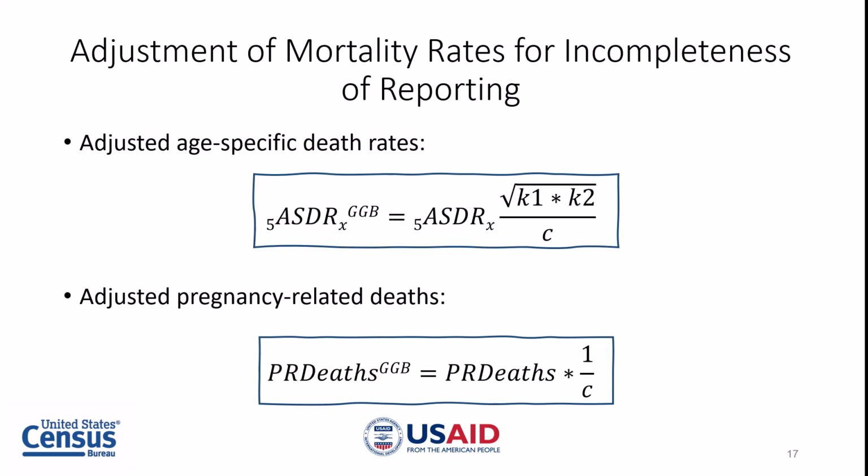Pregnancy-related deaths are adjusted by multiplying the number of deaths of women ages 14 to 49 that occur within 6 weeks of termination of pregnancy or delivery, regardless of cause of death, by the inverse of the death coverage factor, 1 over C.